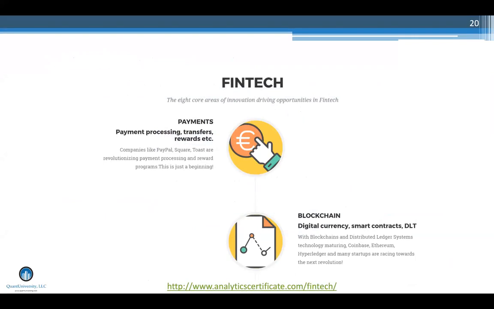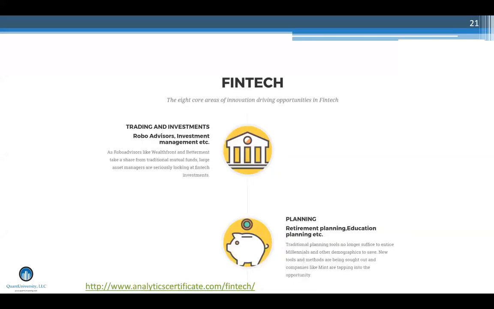So you're seeing innovations in payments. Companies like Square and Toast are doing significant innovations and challenging the traditional payment processors. Blockchain has significantly kicked off, and there are various applications. You have cryptocurrencies, you have the futures markets coming up, and you're seeing a lot of adoption in some of these newer technologies. You're seeing things like trading and investing, and you have the robo-advisors of the world, the Wealthfronts, the Betterments, taking a major share of the pie from traditional asset managers.